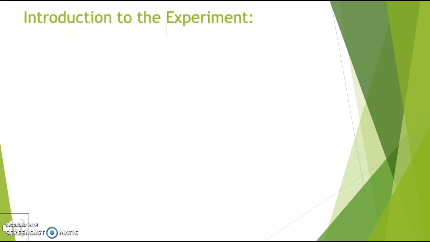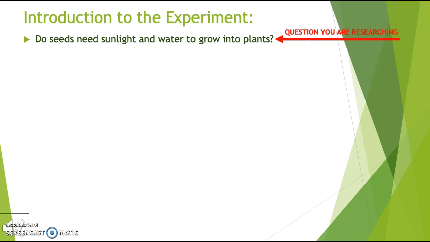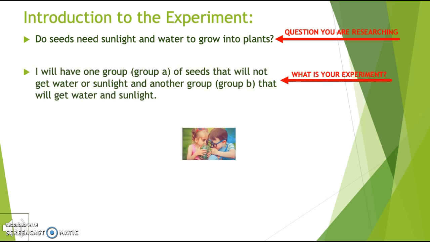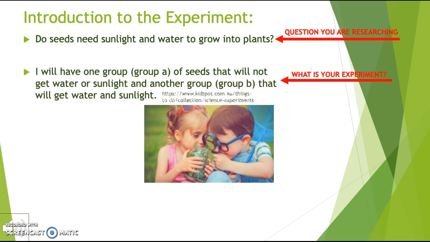On the next slide, I am now doing the introduction to my experiment. I begin by including the question that I want to answer. Do seeds need sunlight and water to grow into plants? Then I explain exactly what I will be experimenting. I will have one group, Group A, of seeds that will not get water or sunlight, and another group, Group B, that will get water and sunlight.